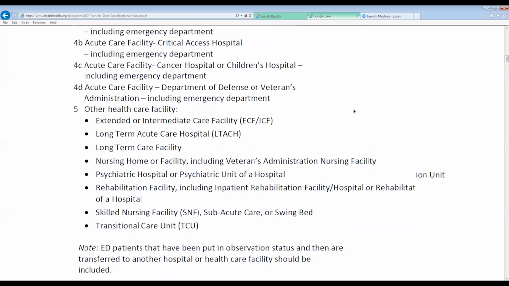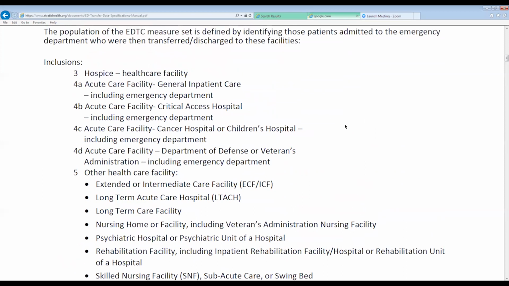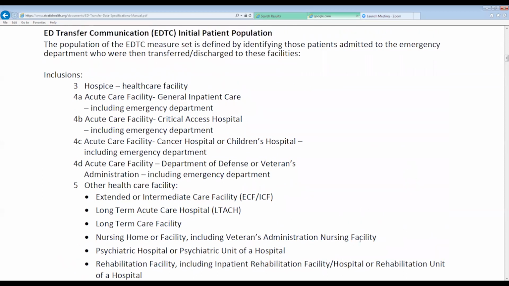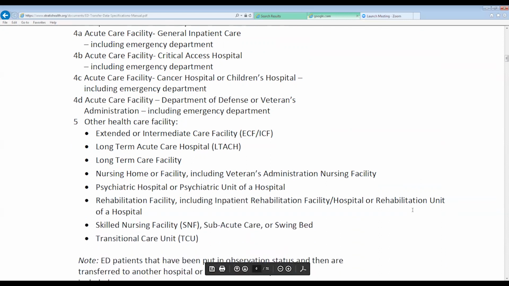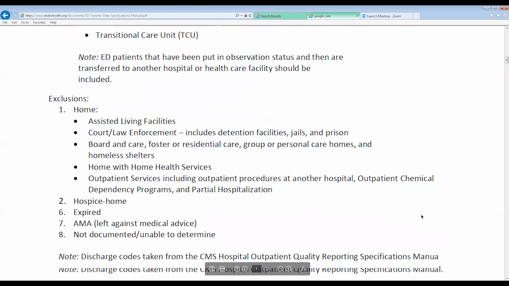There's no picking and choosing. When you do a measure, this is the population. There's no, well, we're just going to do acute cares. No, that's not the population for the measure. You're not doing it correctly. You should not be doing it then. When you're doing a measure, you follow the instructions, and this is the population. Do we have any questions around that?